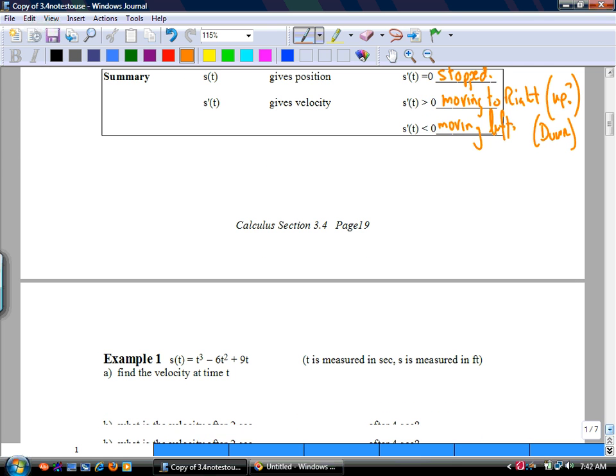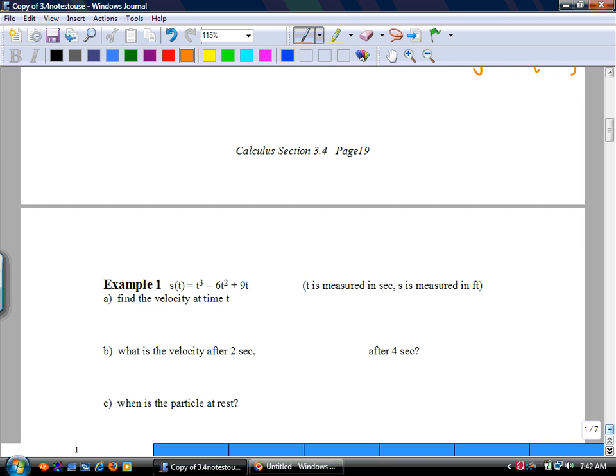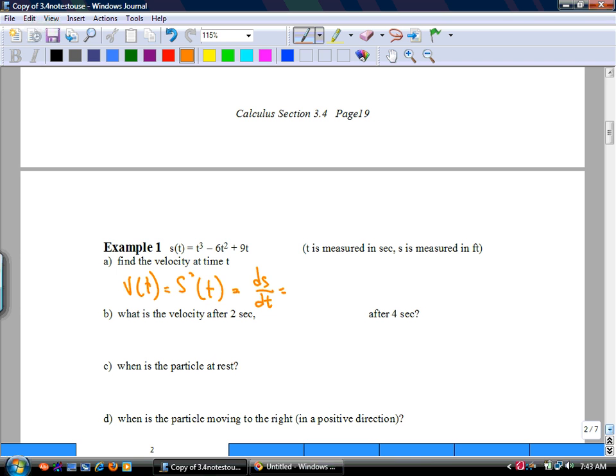Okay. Example, s of t equals t cubed minus 6t squared plus 9t, and we are measuring in feet per second. So find the velocity at any time t. So v of t is s prime of t. I'm going to just write all three ways you could see the notation. v of t, s prime of t. You would also see ds/dt. So take the derivative of that formula with respect to time. The variable is t. Use the power rule.